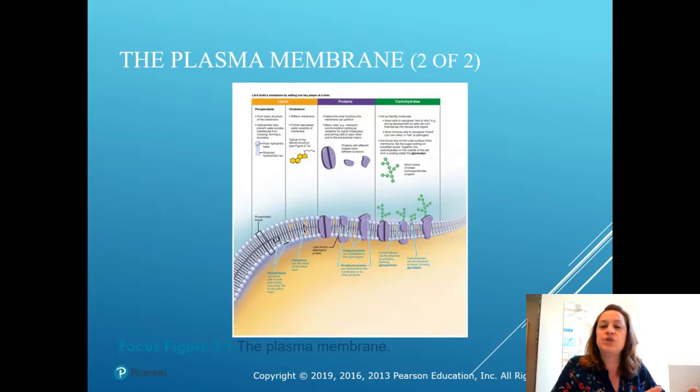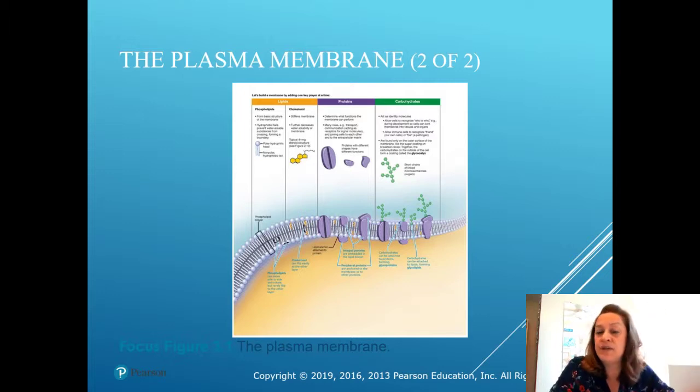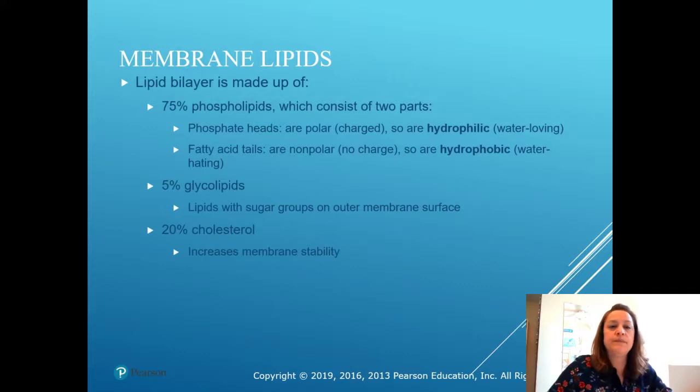Membrane proteins can do everything from join cells together to enzymes to the one on the left that looks like it has a little tunnel going through it. That's where substances can pass through from one side of the membrane to the other. So again, each of these structures has a specific function. You can take a look at this animation on membrane structure, it'd be super helpful.